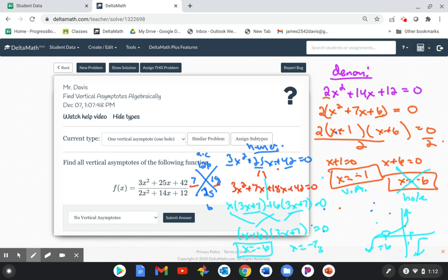You won't be able to see that hole when you look at your graphing calculator because it's going to be so minuscule, and the pixels on a graphing calculator can't show you that, but there is a hole there. We obviously exaggerate a little bit. It's not that big, but there would be a hole there at negative 6.